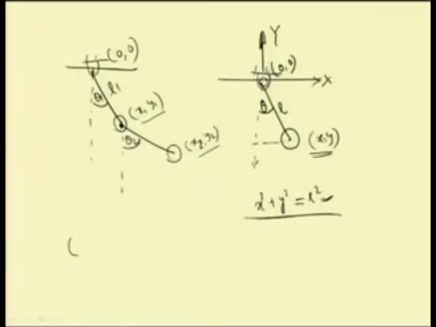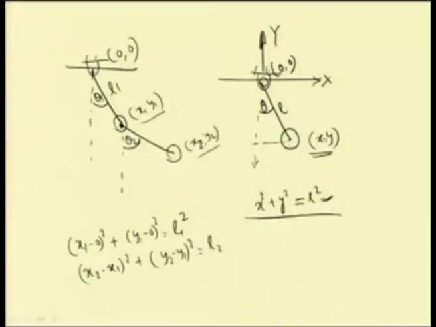So, the constraint equations will be x1 minus 0 whole square plus y1 minus 0 whole square equal to L1 square, and the second equation becomes x2 minus x1 whole square plus y2 minus y1 whole square equal to L2 square. So, by using this we can represent the position of the masses of the system.